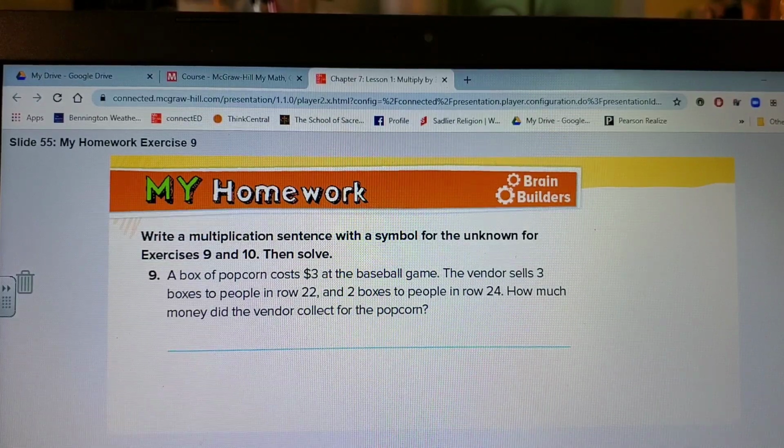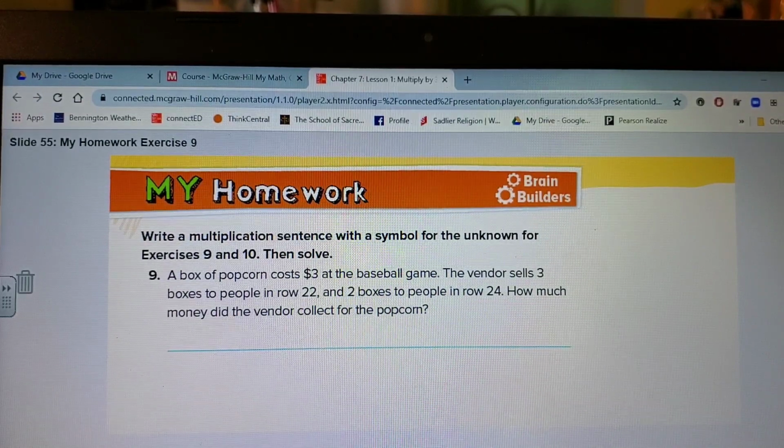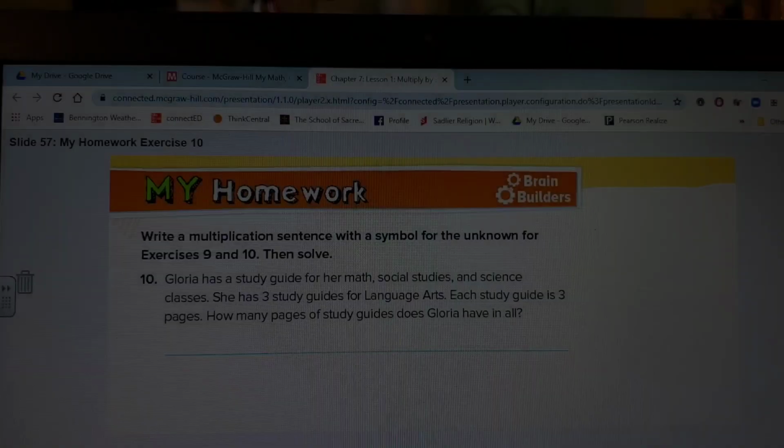Now, in this problem, they've given you some information that you don't really need, and that's row 22 and row 24. So how much did he sell the first time? He sold 3 boxes, and he sold 2 boxes. So 3 and 2 equals 5 boxes. The boxes each cost $3. So on the line here, you'll write 5 times 3 equals unknown. And now you look on your multiplication chart and find out what 5 times 3 would be.